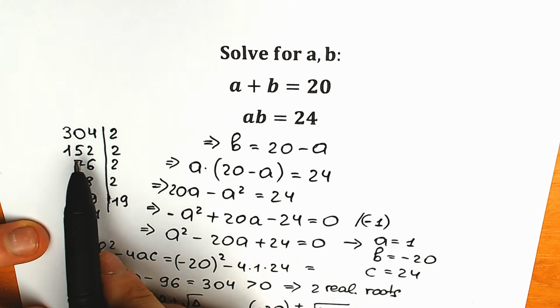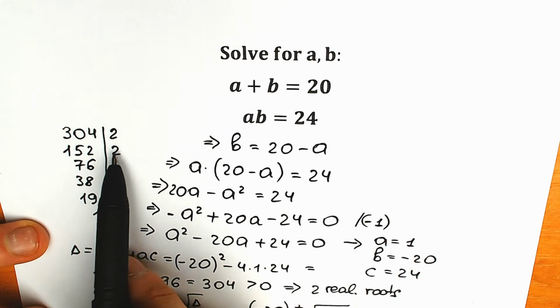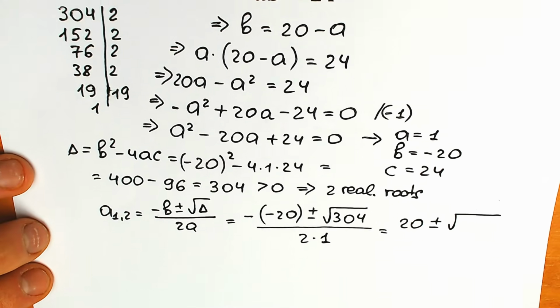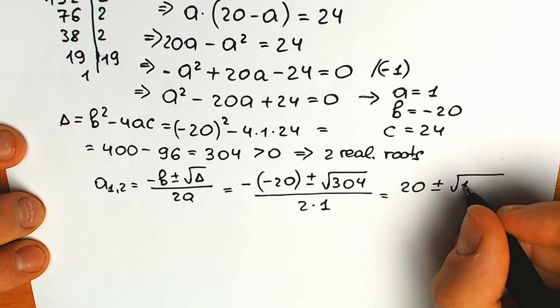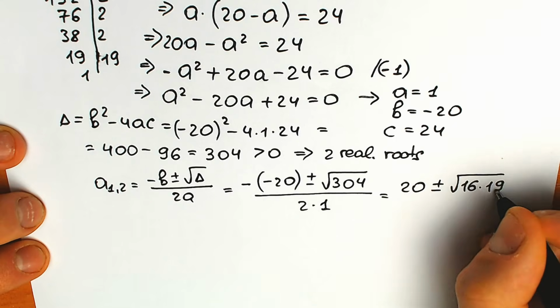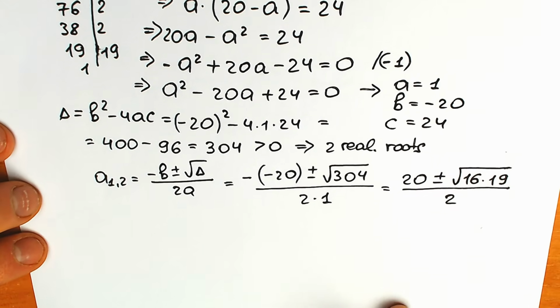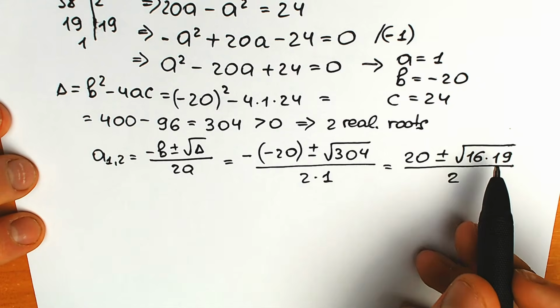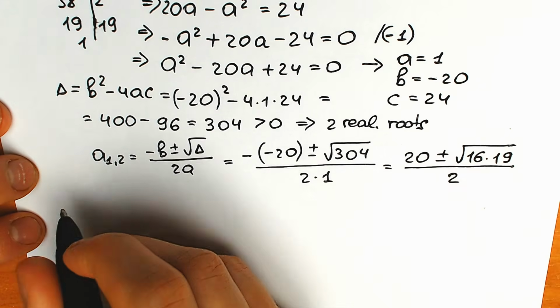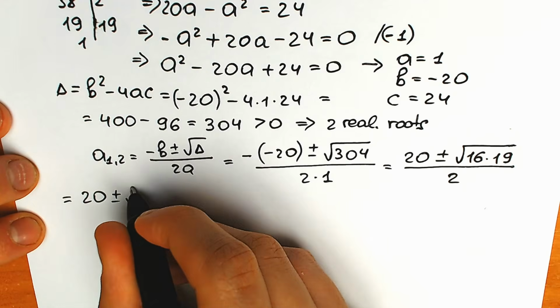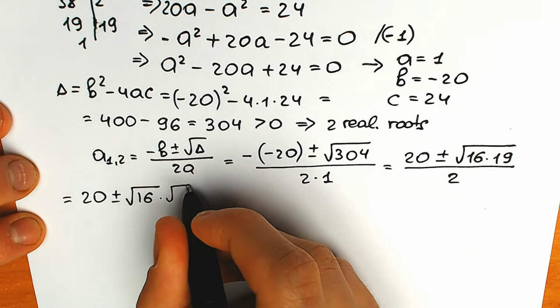So basically 304 is 2 times 2 times 2 times 2, we have 16 times 19. Okay, so plus minus the square root of 16 times 19, all over 2. And right now we need to know a really great property, because the square root of a product equals the product of two square roots. So that's why we can split it like plus minus square root of 16 times square root of 19.